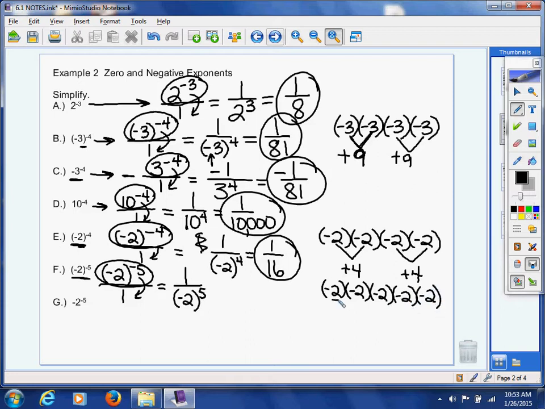Okay? 1, 2, 3, 4, 5. There's -2 to the 5th power expanded out. And every pair is a +4, and then we got odd man out right there. There it is. So we have 4 times 4, which is 16, and 16 times negative 2 is negative 32.